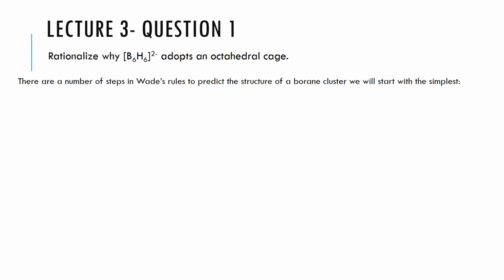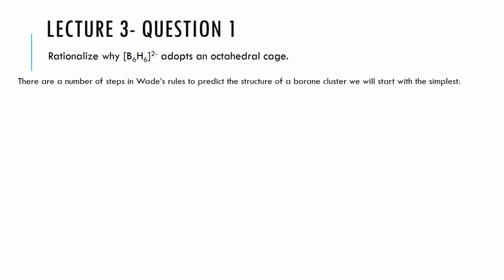Okay, and what I wanted to do then was just to remind you about answering questions regarding boranes, and to remind you of Wade's rules and how we can predict the shape and structure of boranes using Wade's rules. And I'm going to go through a couple of examples from the lectures. This is from lecture 3. This is question 1. So rationalise why B6H6 2- adopts an octahedral cage.